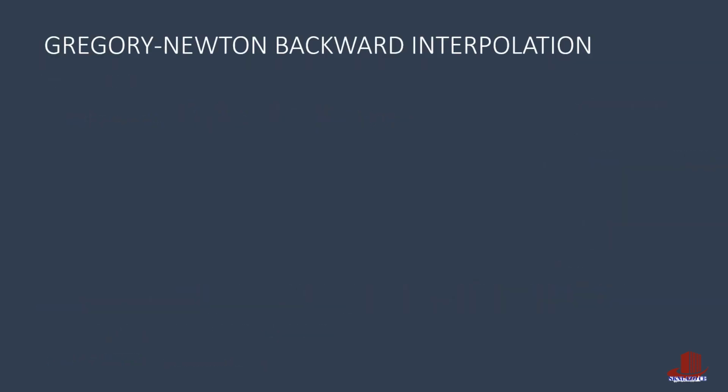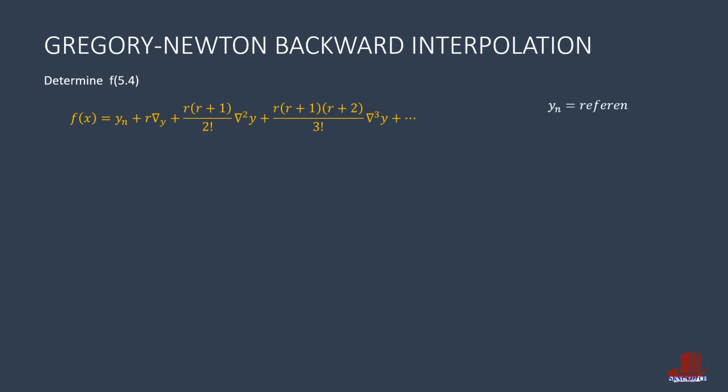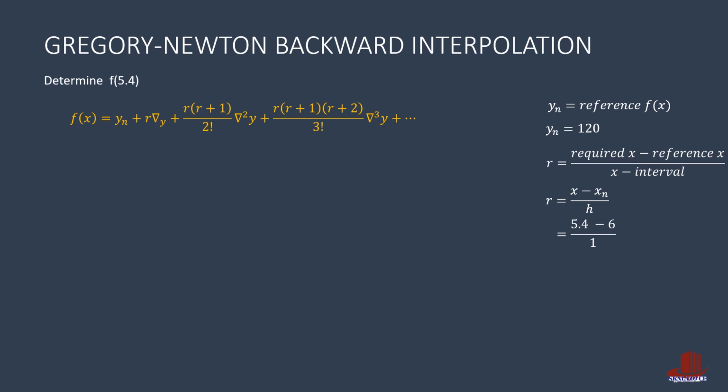So before we answer why, let's try solving for f of 5.4. Since 5.4 is located near the end, we will use Gregory-Newton backward interpolation this time, and the equation is as written. Y of n is still the reference f of x, which in this case is 120. R is then the required x minus the reference x over the x interval, x minus xn over h. This is 5.4 minus 6 over 1, and that is negative 0.6.